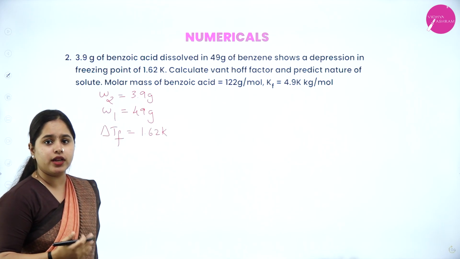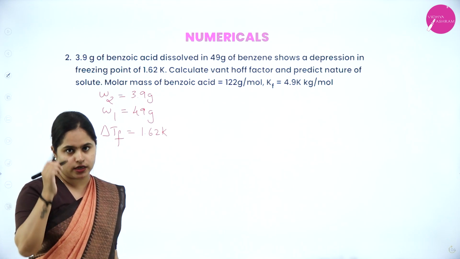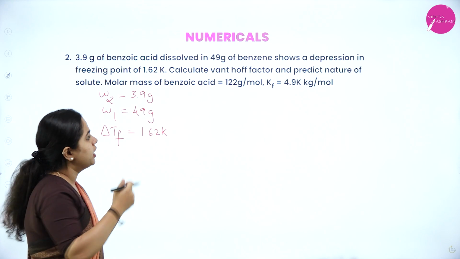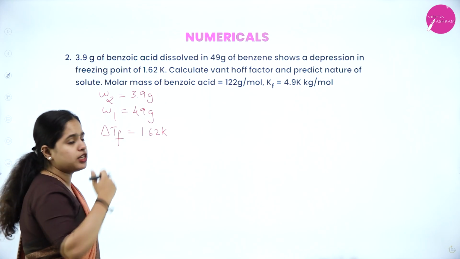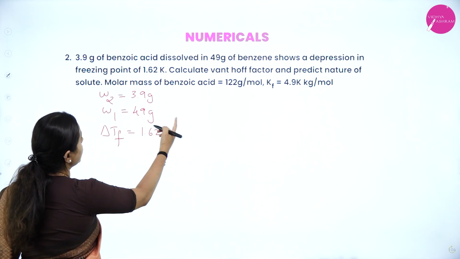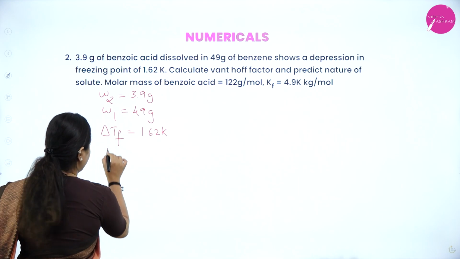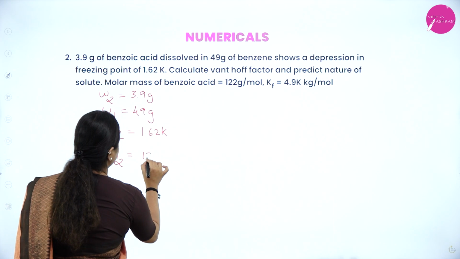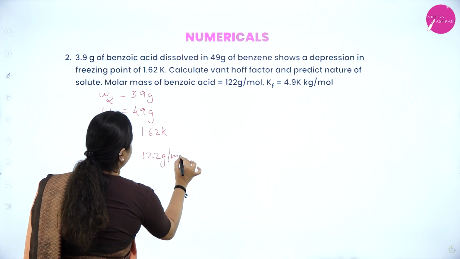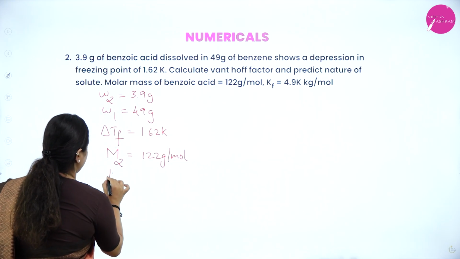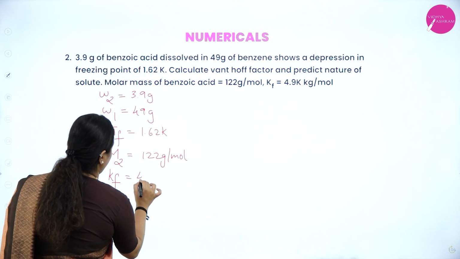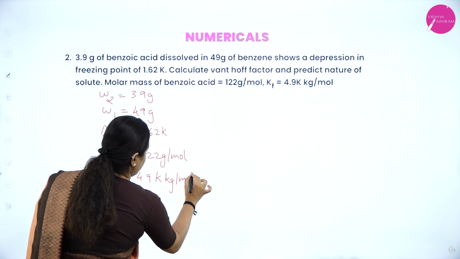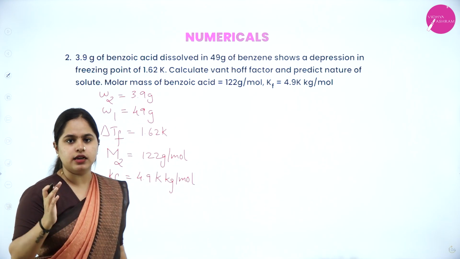Now, what do you have to calculate? The Van't Hoff factor, the i value, and predict the nature of the molecule. And what else is given? The molar mass of benzoic acid is given. Benzoic acid is the solute. So M2 is given, that is 122 gram per mole. And what else is given? The Kf value is also given. Kf is equal to 4.9 Kelvin kilogram per mole. Okay, so these are the given things.